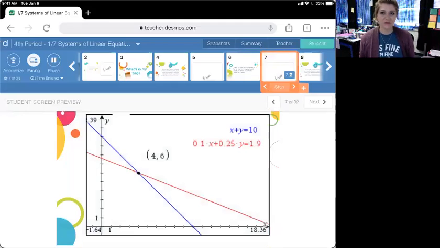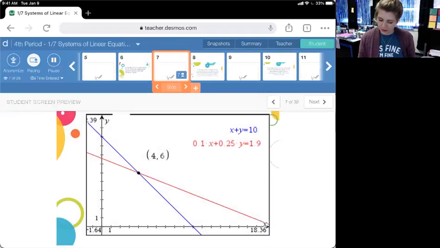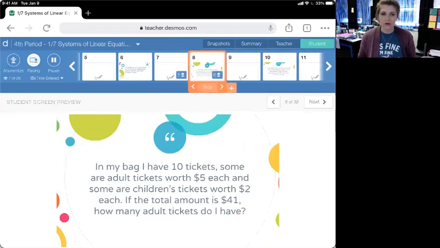Guys, this is systems of linear equations. This is what we're going to be studying next. Okay, another one. Keeping that knowledge that you just learned in your brains, go ahead and try this next one.